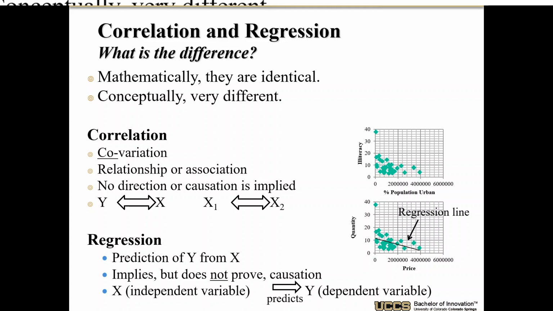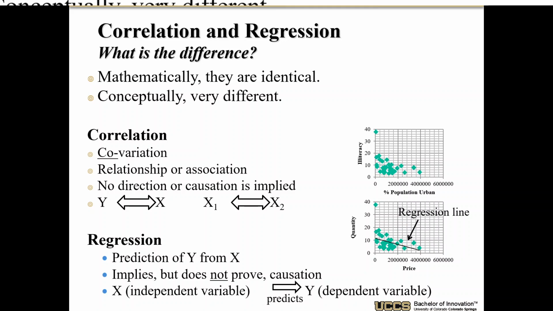In correlation, I'm going to look for a relationship between x and y, or x1 and y1. There's no direction of causation or association implied. So it's really just saying, how do they covary? Changes in one are associated with changes in the other.